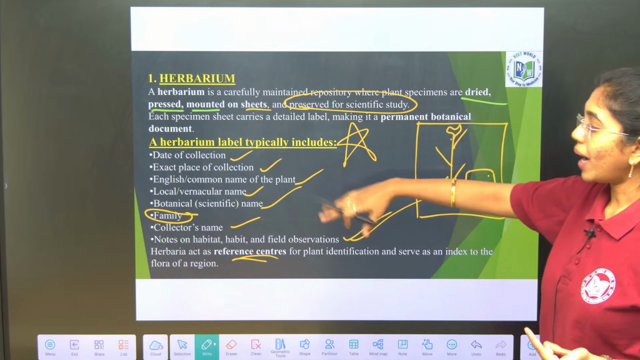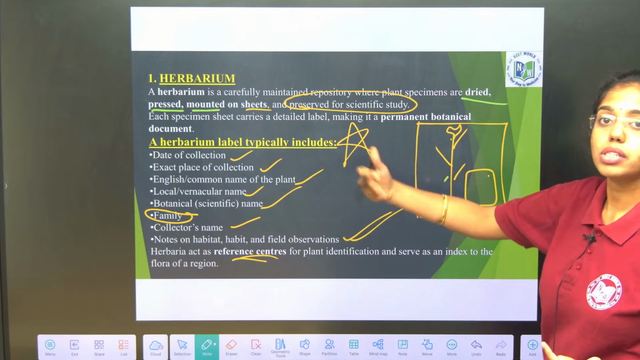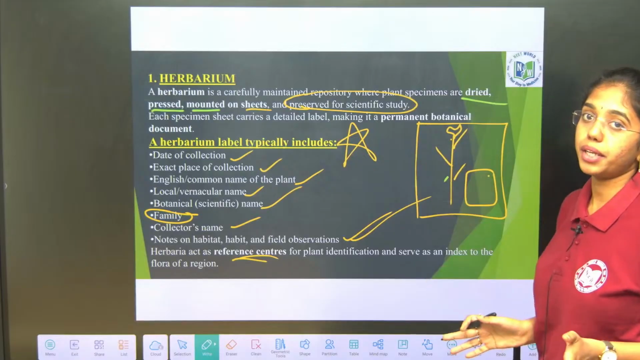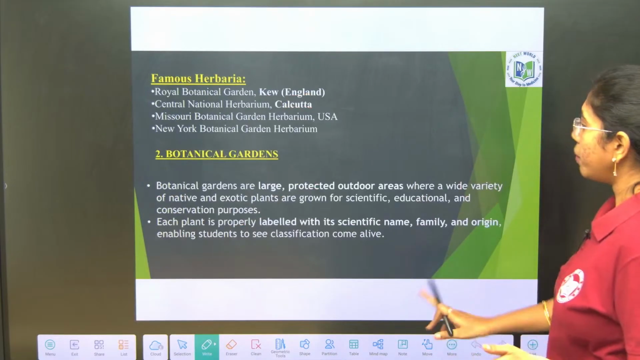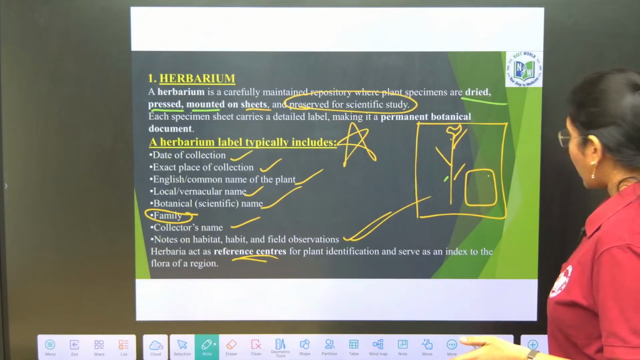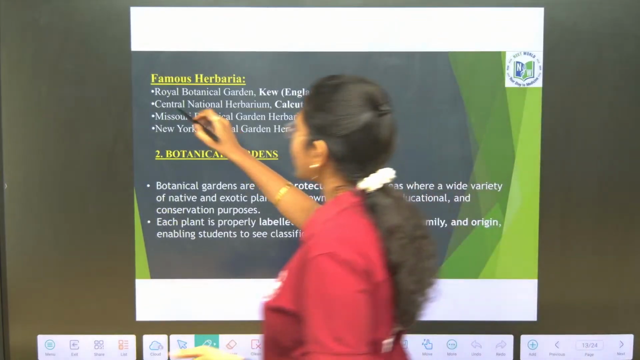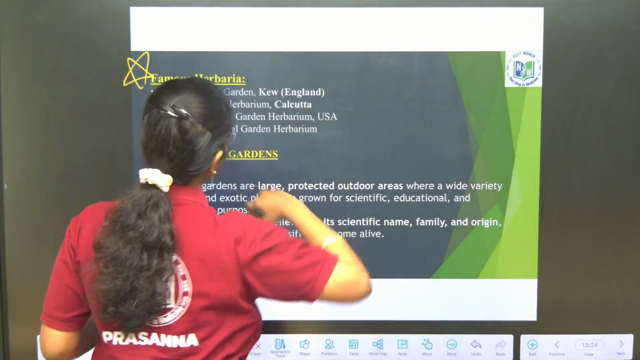So, apart from these labels, any other label given in your options can be eliminated. Okay. That should be focused from this slide. And this is very important. What are the famous herbaria that we have to remember?